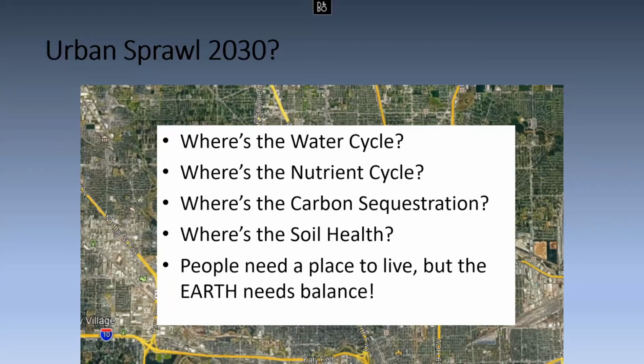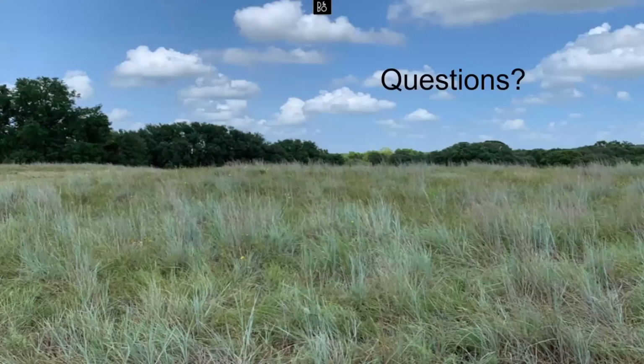And I know people have got to have a place to live, but this earth needs balance. And I think your group, the native plant groups and master naturalists and groups like that, have to be the voice for Mother Nature to help educate people on why they're important.